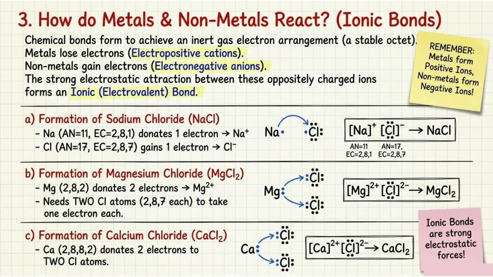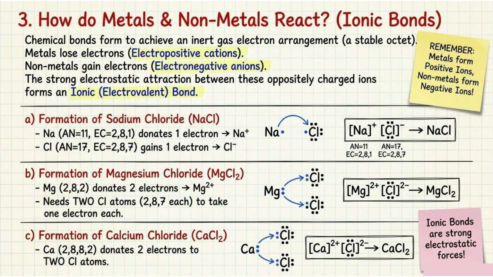So now we know how they react, but we really need to understand why. Why are these elements so eager to explode, dissolve, or displace each other? It all comes down to electrons and a desire for stability. Every atom wants an inert gas electron arrangement. They want what we call a stable octet, 8 electrons in their outermost shell. And to get there, they have to form bonds.